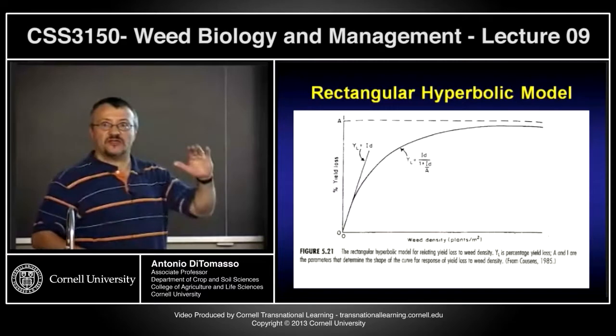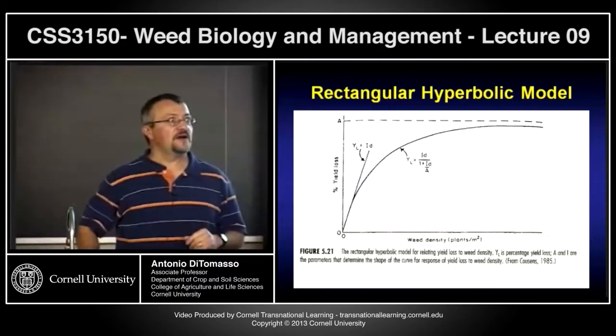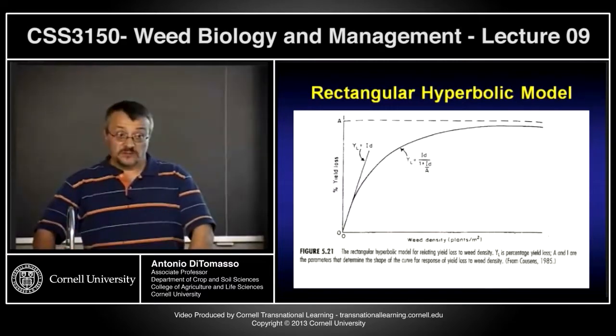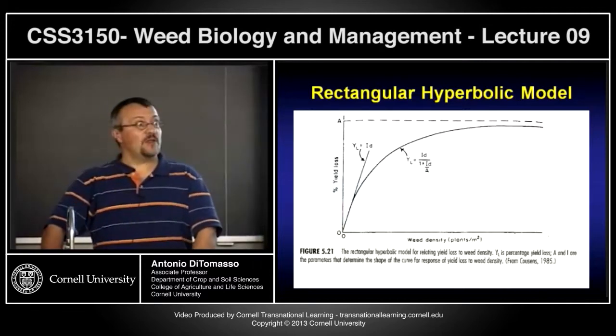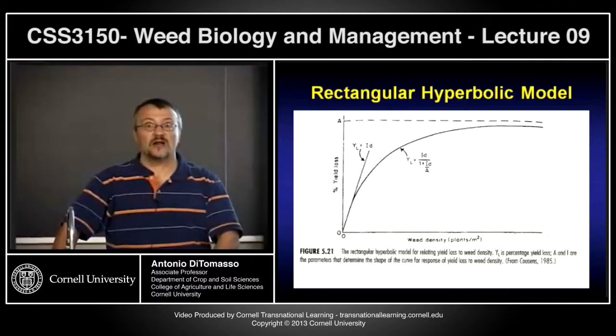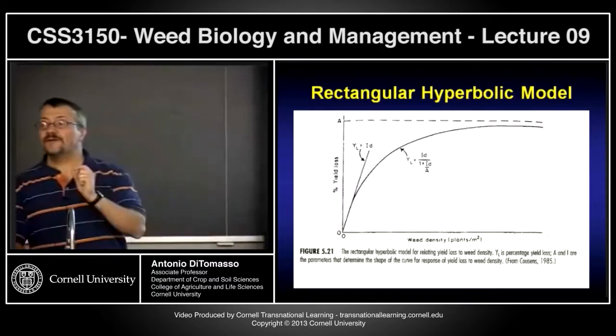Just up there, and it's straight. It didn't matter if you had 10 plants, 5 plants, 20 plants, which is really striking. Other years, just a couple of plants would have caused you a 50% yield reduction. So weather was an important driver.